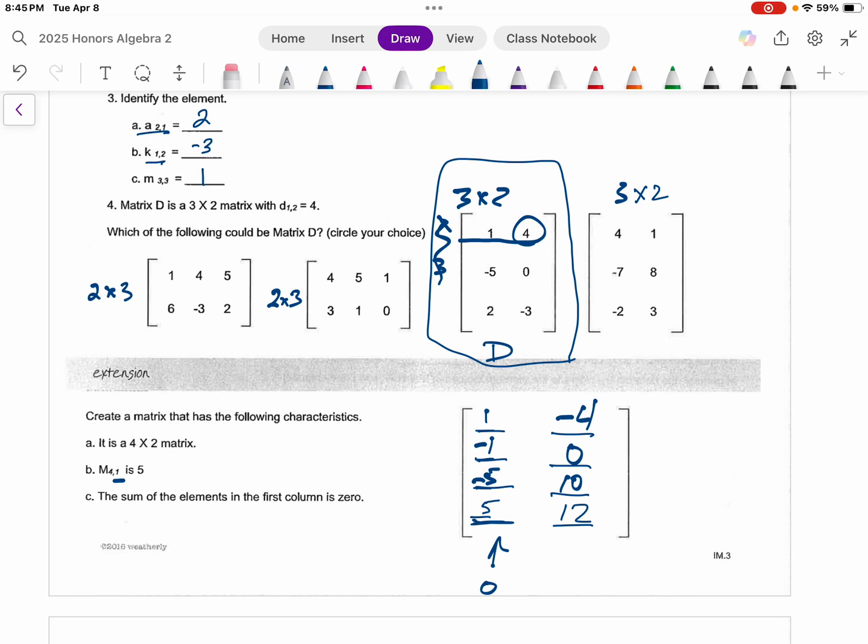They just asked us to make sure it was a 4 by 2, 4 rows by 2 columns. And then they wanted the stipulation that in the 4th row, first column was a 5, a positive 5, and that's what we got. And then we had to make sure that first column added up to 0. So we're good there.